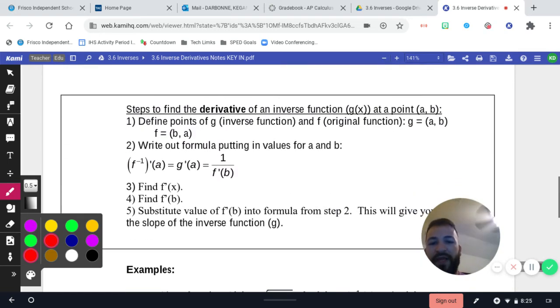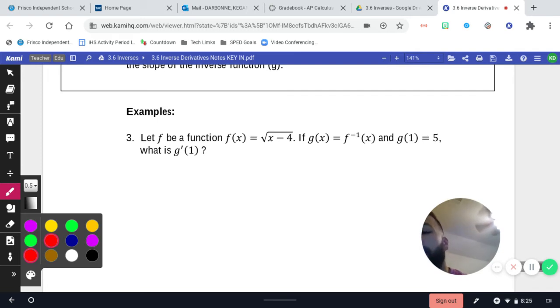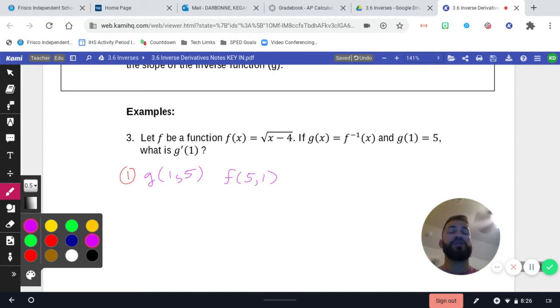So my first step here is to define points. It's very important with our inverse functions that we define our points so we don't get them mixed up. So on g, we have the point (1, 5). So that same point on f is (5, 1). Okay, so inverse function, so it's just switching x and y. So we just switch the point for f.